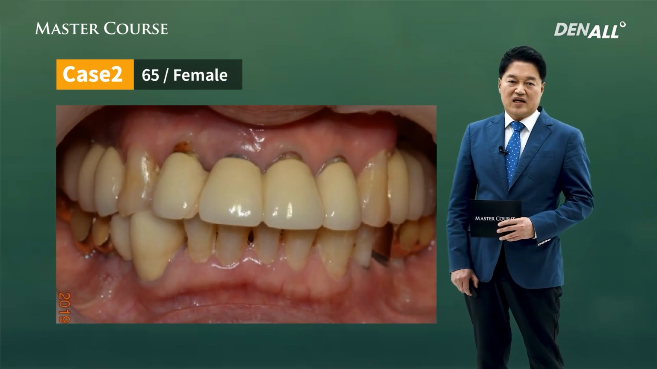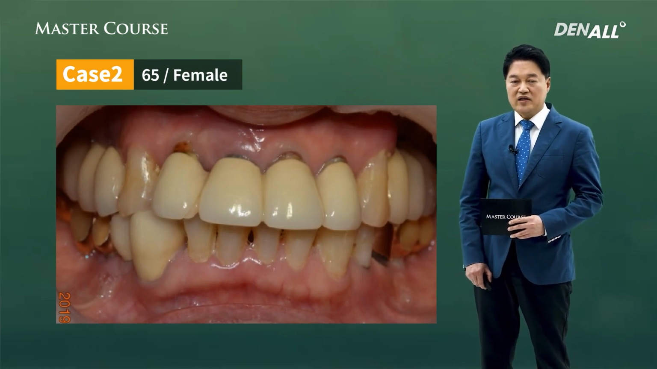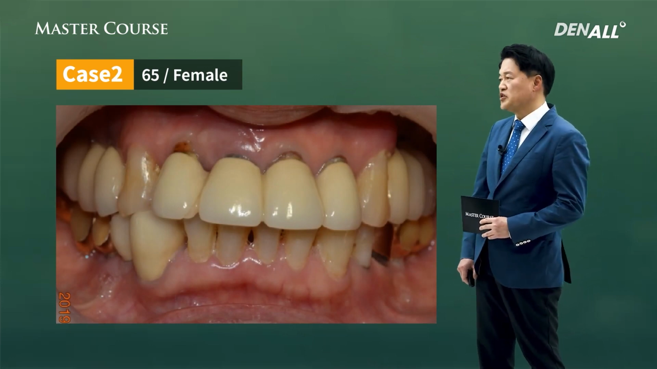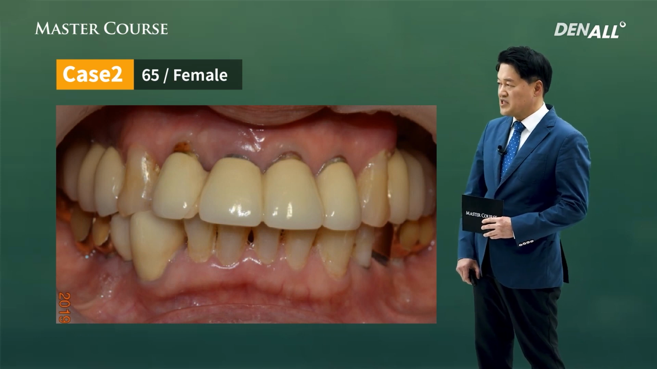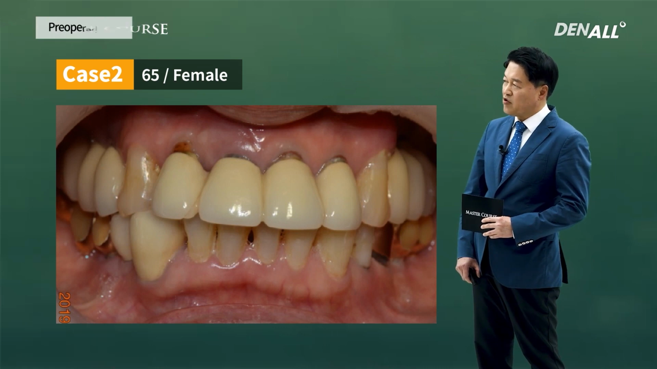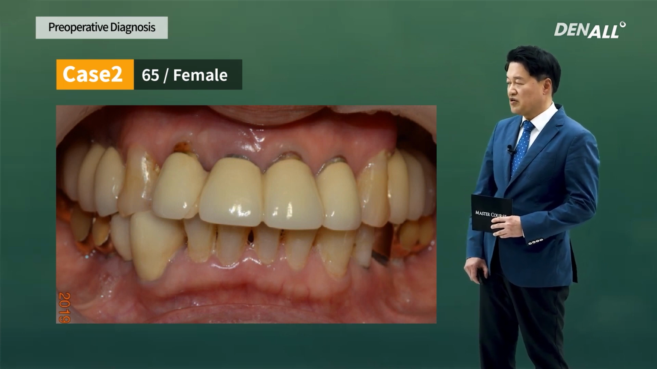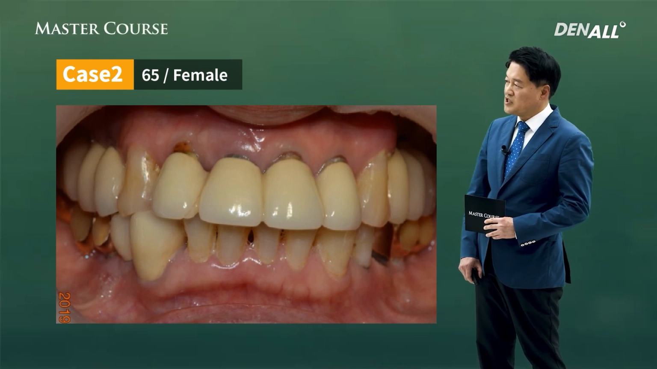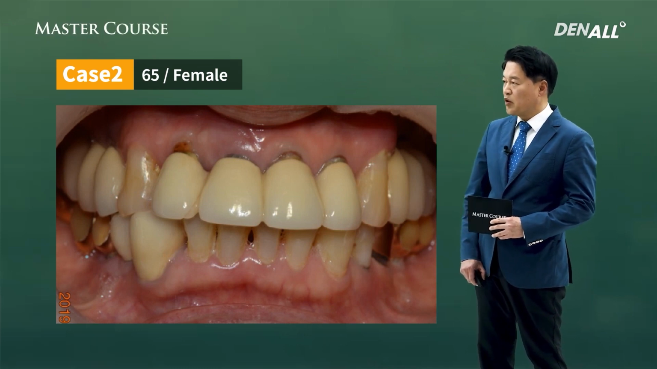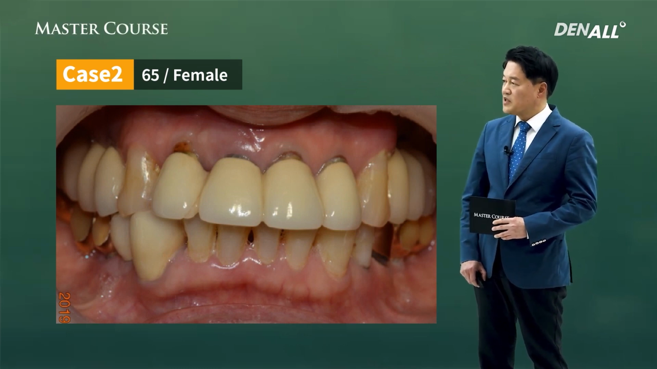In the anterior area, this is a 65-year-old female patient with a 4-unit bridge, as you can see. There was a lot of mobility, so implants were placed at number 12 and number 22, and a bridge was planned for the patient. Before surgery, a clinical image was taken, and the pre-op image and prosthesis were evaluated.